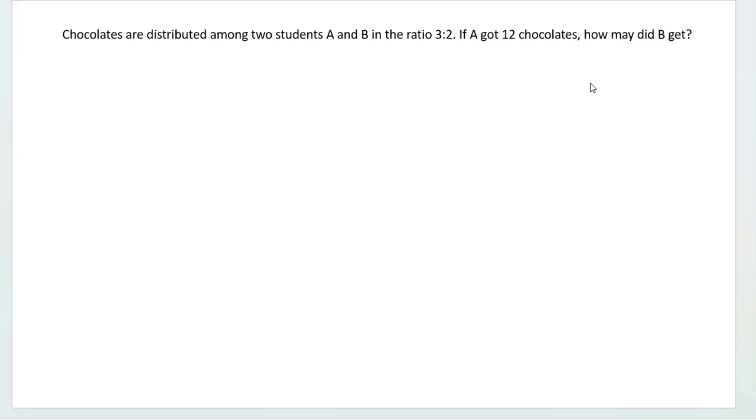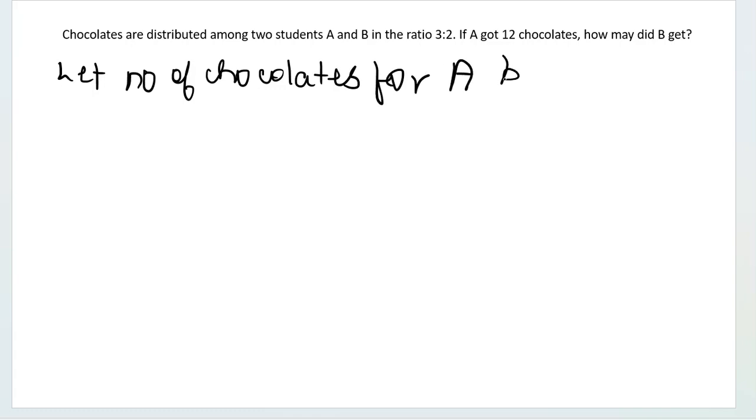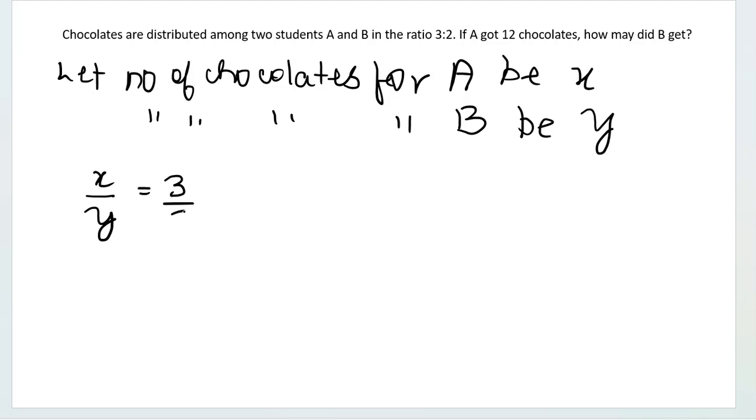Another similar problem: chocolates are distributed among two students A and B in the ratio 3 is to 2. If A got 12 chocolates, how many did B get? In this case, we are not given the number of chocolates for A and for B. So we let the number of chocolates for A be X, and the number of chocolates for B be Y. Now chocolates are distributed among two students A and B in the ratio. So A is first, therefore we write X, then we write Y, and the ratio is 3 upon 2.